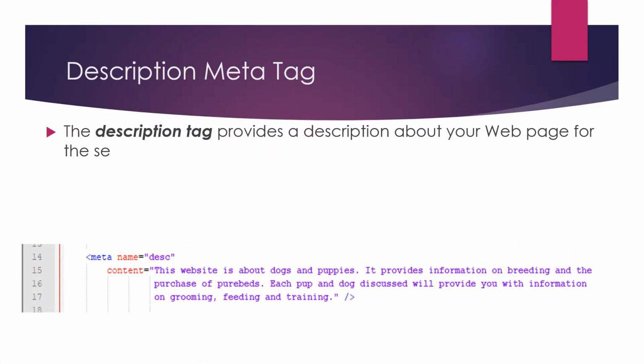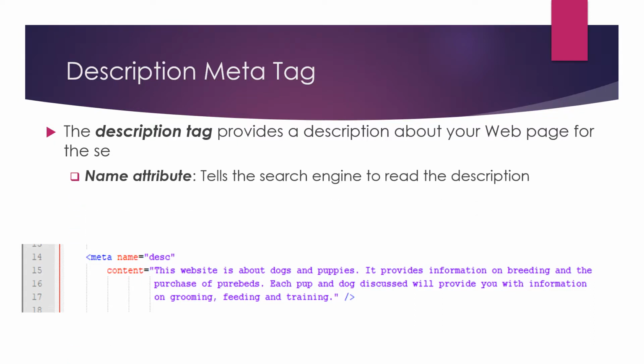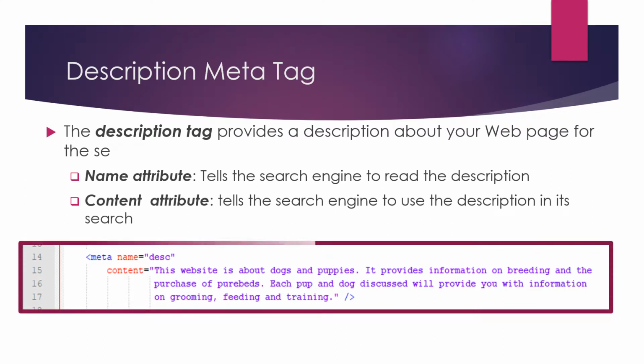The description metadata tag describes your website. So if you look at the bottom, you're going to see meta name equals description. Notice that the meta description tag uses the name attribute as well as the content. And notice the content describes the website. This content could possibly show up in the actual search engine results, where they give you a short description of that particular website.